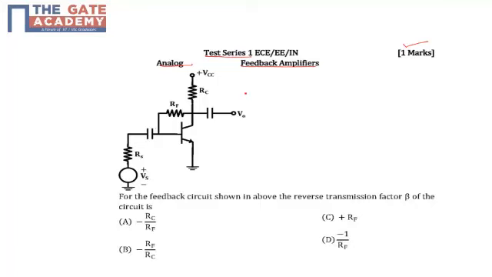The question states that for the feedback circuit shown above, we need to calculate the transmission factor for this circuit. Option A is minus Rc by Rf, option B is minus Rf by Rc, option C is plus Rf, option D is minus 1 by Rf.